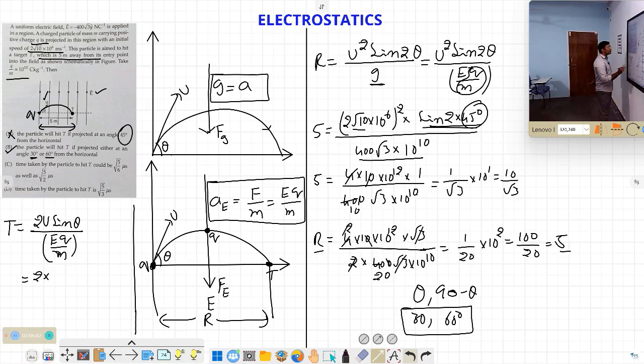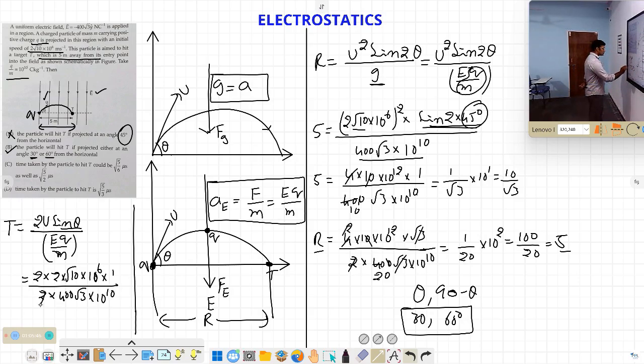2 into, so what is u? 2 into 2 root 10 into 10 power 6, into sine 45. Sorry, theta is not given, right? So the time taken by the particle to hit could be root 5 by 6. You take 45, which is anyway not correct. You take 30. Sine 30 value is 1 by 2. I am taking here 1 by 2 into, so the E value is equal to how much? E value is 400 root 3, 400 into root 3 into q by m value 10 power 10.